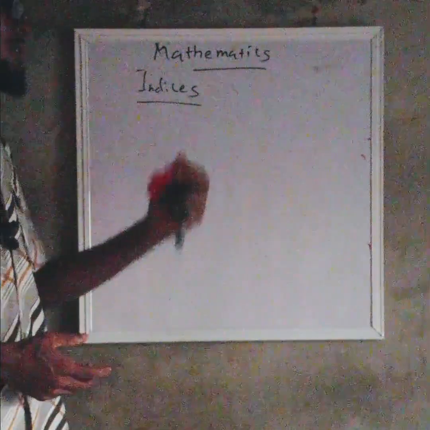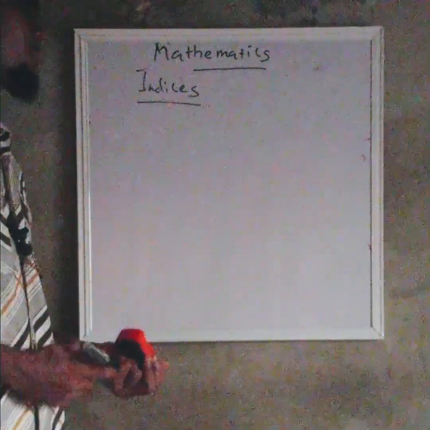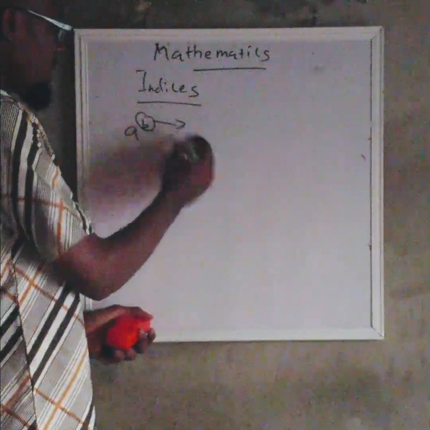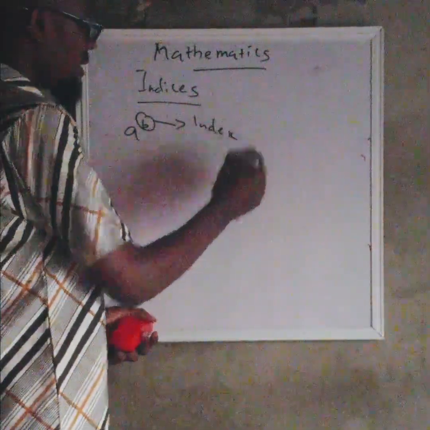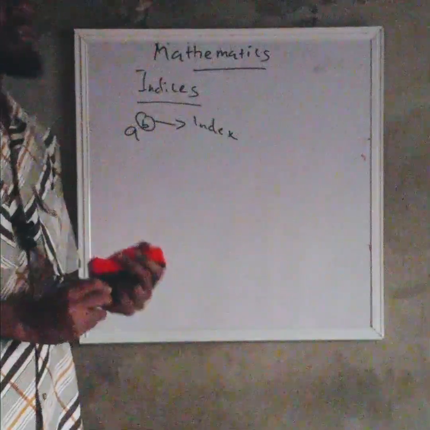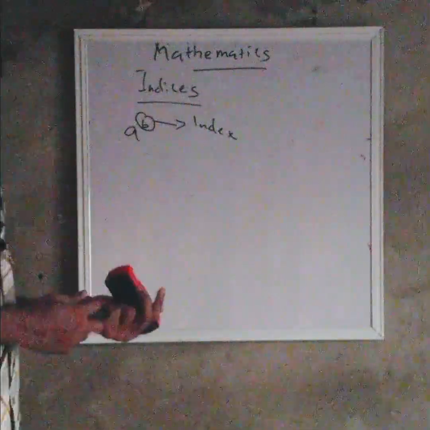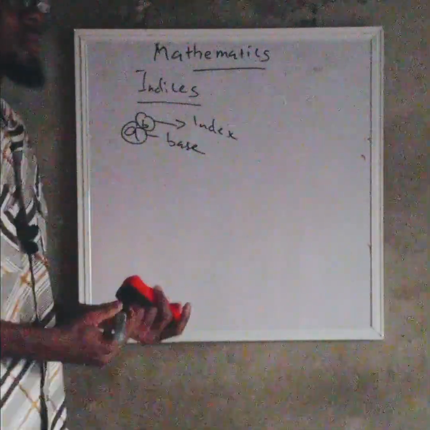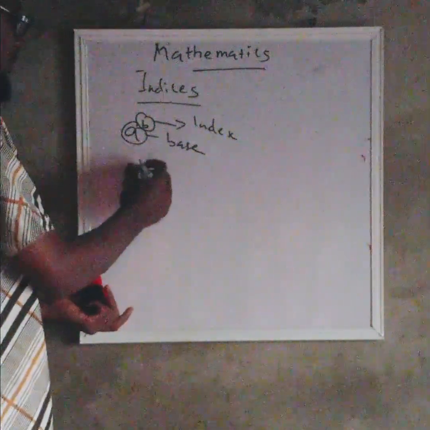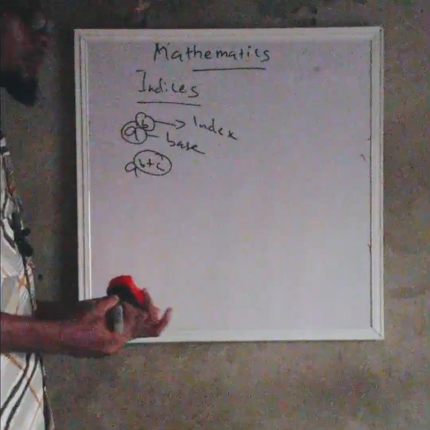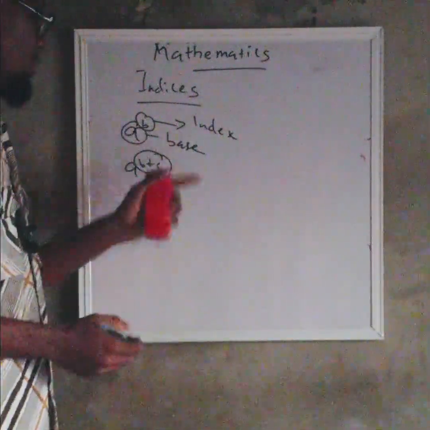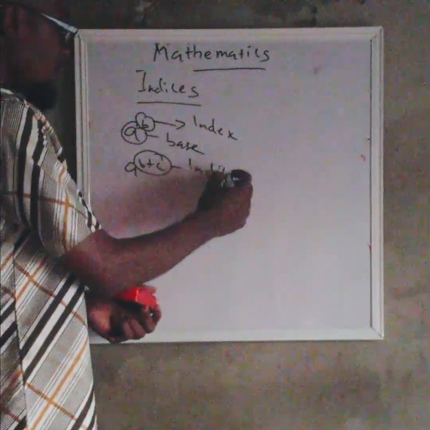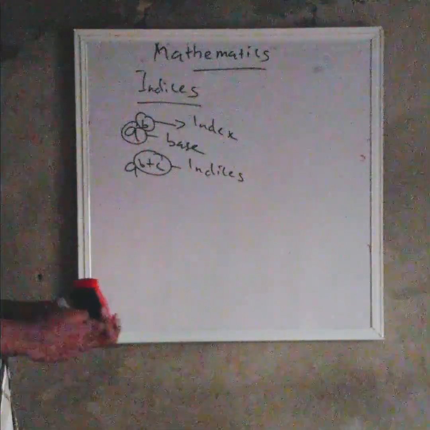All right, first of all, what's indices? Indices is simply the power of a number. So if we have something like a to the power of b, the b is called the index. I say index because in this case it is singular. The a is the base, and this is the index. But if we have something like a to the power of b plus c, this is a plural power. Because of that, we say it's indices. Okay, so have that in mind.